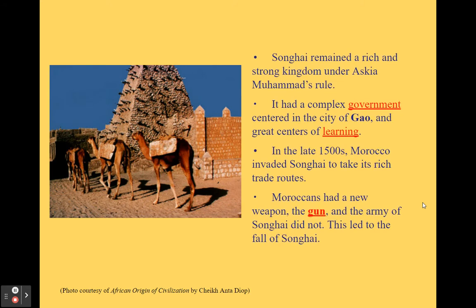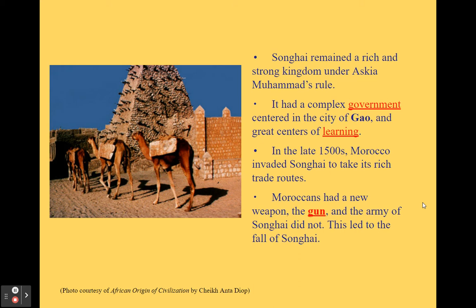Now, Songhai remained a rich and strong kingdom under Askia Muhammad's rule. It had a complex government centered in the city of Gao, and they had great centers of learning. So every one of these trade cities, Djenné, Timbuktu, Gao, are going to be huge trade cities because people are going to want to stop there and trade, but they also have a lot of schools, a lot of centers of learning, which encourages people to stay and learn.